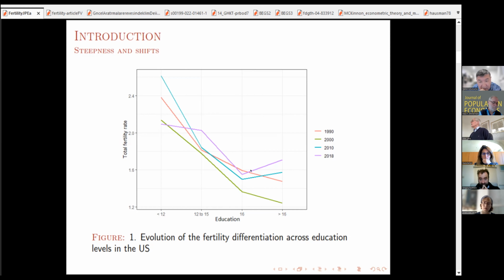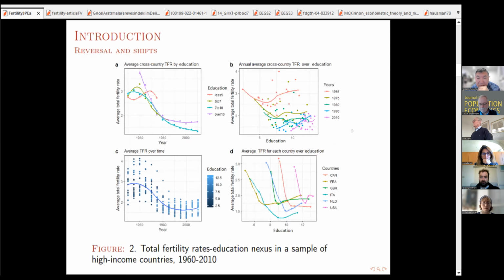For example, if you see the curves for 2010 and 2018, you can definitely see that now high educated women are having more children again. We also tried to see if this is happening in other developed countries, and it turns out you can see similar patterns across most of the European countries and these rich North American countries.